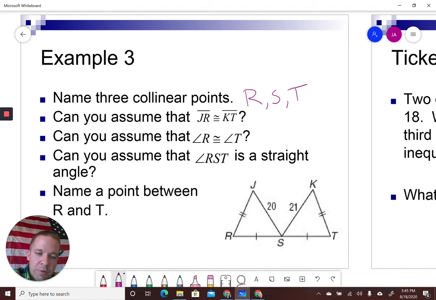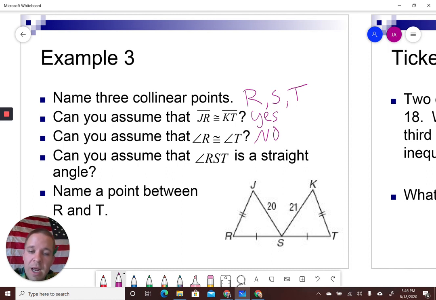Can you assume that JR is congruent to KT? Do they have congruent marks? Heck yeah. Yes, I can. Can you assume that angle R, which is right here, and angle T, which is right here, that didn't have any marks, are congruent? I mean, they look pretty darn close, but remember, I can't use my looks to say that they're congruent. So in this case, no, because I don't have the markings. If I had markings, I could.